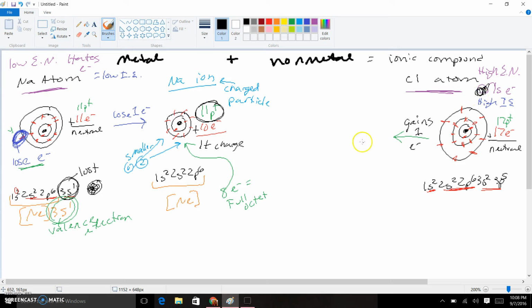Okay, so if he gains an electron, here's his nucleus. Now he's got more electrons than protons, so I've got to draw his 3 rings bigger than I did before. 2 electrons in the center. 3, 4, 5, 6, 7, 8.